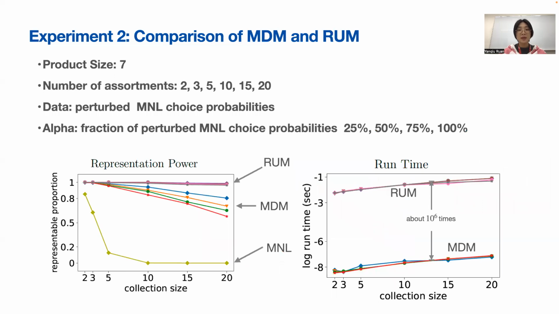The second experiment is more about the checkability of MDM and its good representational power. In experiment 2, we compare the representational power and computational time of MDM and RUM for a small number of products, n equals 7, and the number of assortments from 2 to 20. Other settings are the same as experiment 1. As you can see, MDM shows good representational power. Although RUM has a better representational power, this comes with a significant runtime cost, which is about 1 million times slower than checking MDM.